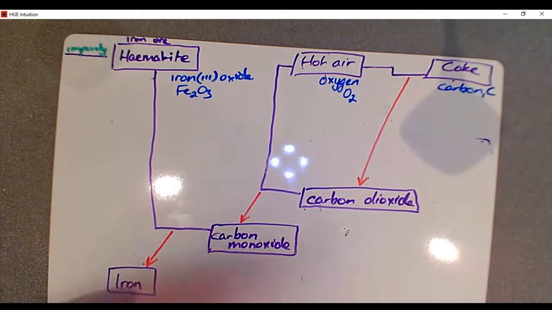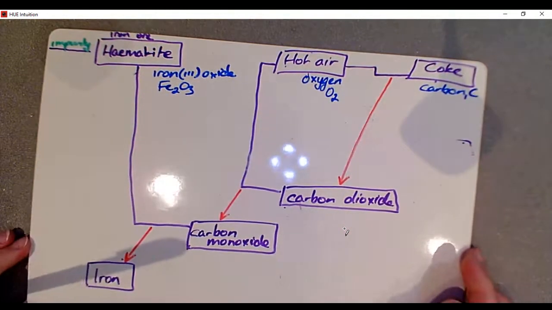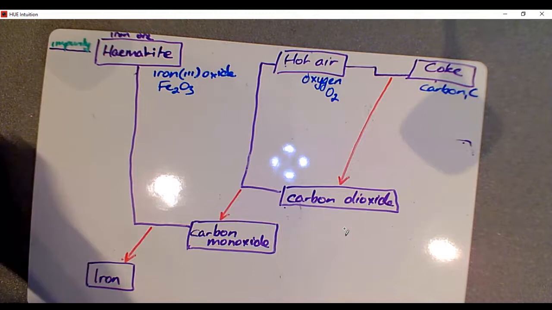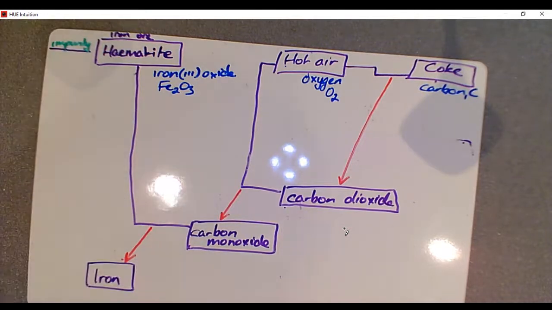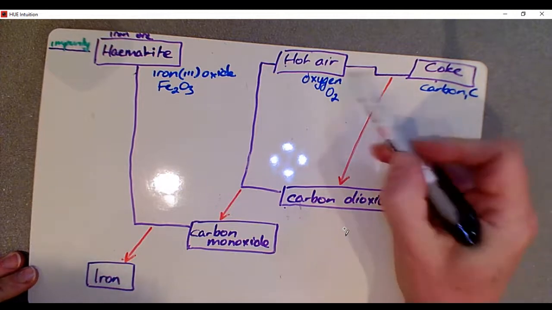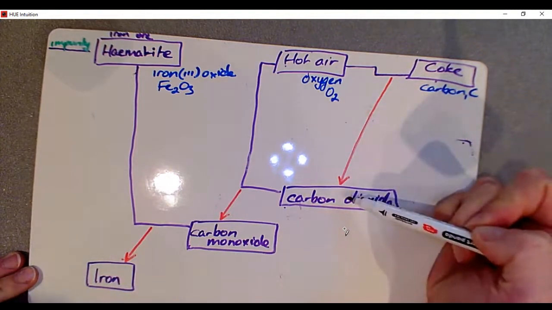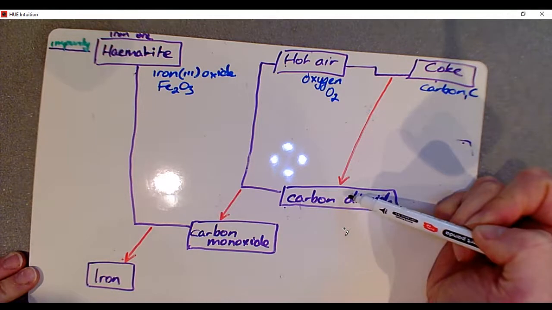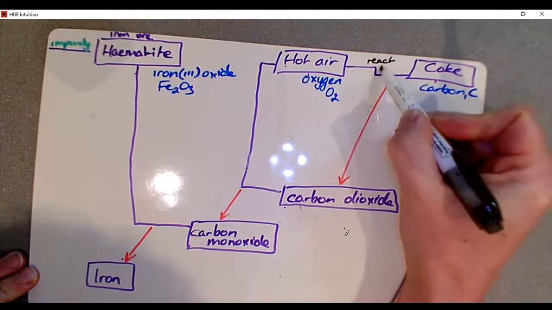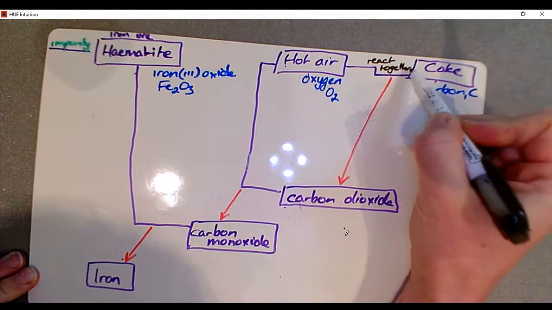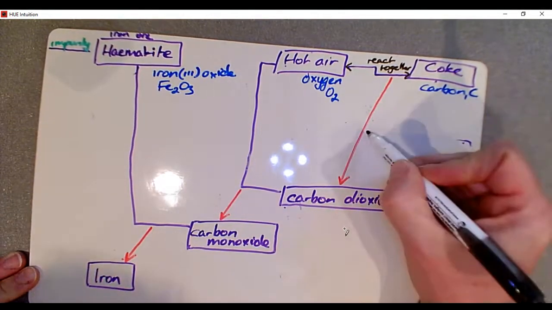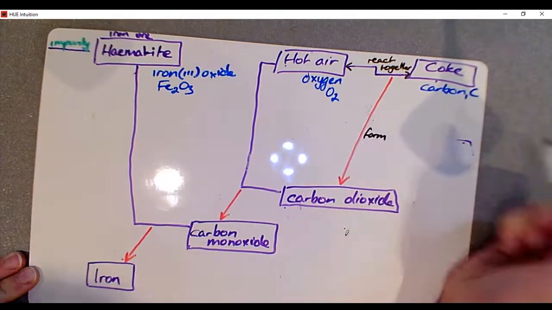Now that's carbon and oxygen. Really, you have a combustion reaction, right? So the first chemical reaction that happens, I'm going to put this in black, is that hot air and coke combine to give carbon dioxide. So these two react together. Okay, so you put that on the arrow. The two of those react together and they form carbon dioxide.